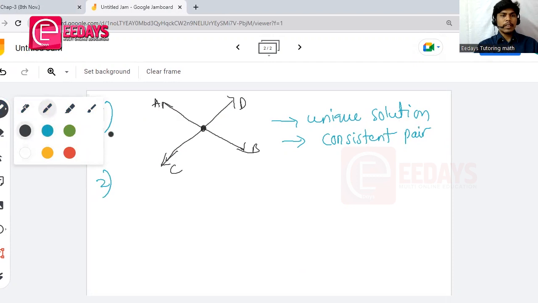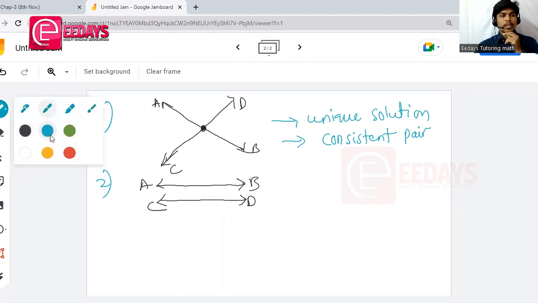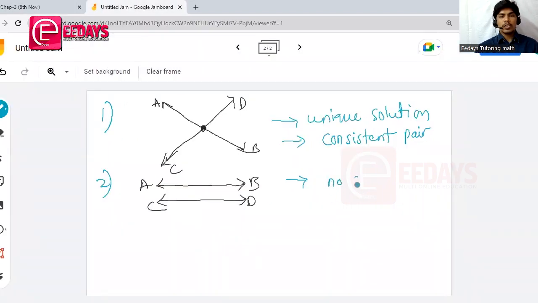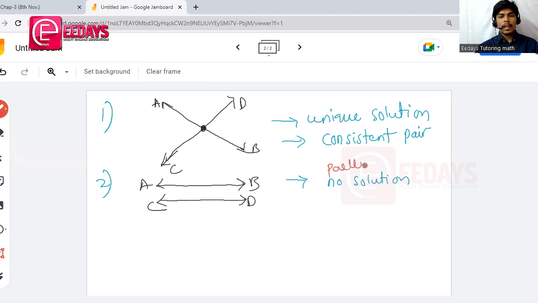Now let's move on to the next model. If the two lines AB and CD are parallel to each other, they are not meeting at any point. Take the example of a railway track: you can see the straight lines, and they are not meeting at any point. In that case, the lines are parallel, and we say they have no solution. This comes under parallel lines. The previous one is the intersecting lines.